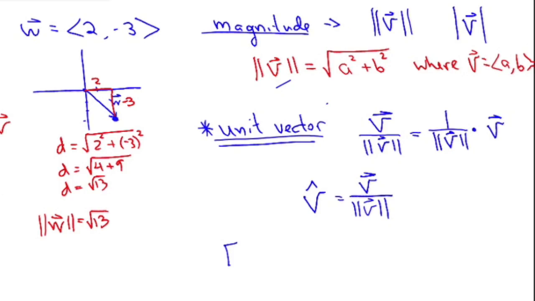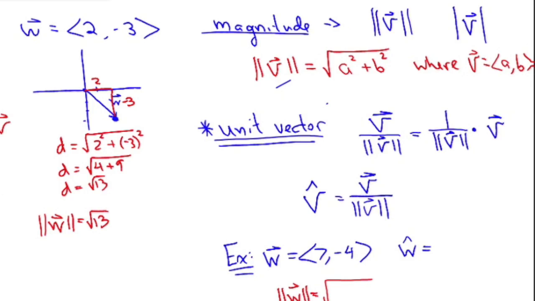So, for example, if I have a vector w and it's equal to 7 minus 4, what is w hat equal to? W hat. So you need to find the magnitude of w. So you do that off to the side. It becomes the square root of 7 squared plus negative 4 squared, which is the square root of 65.